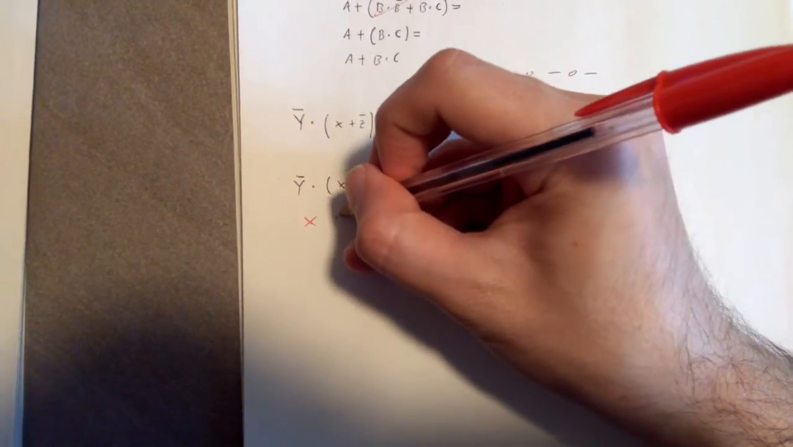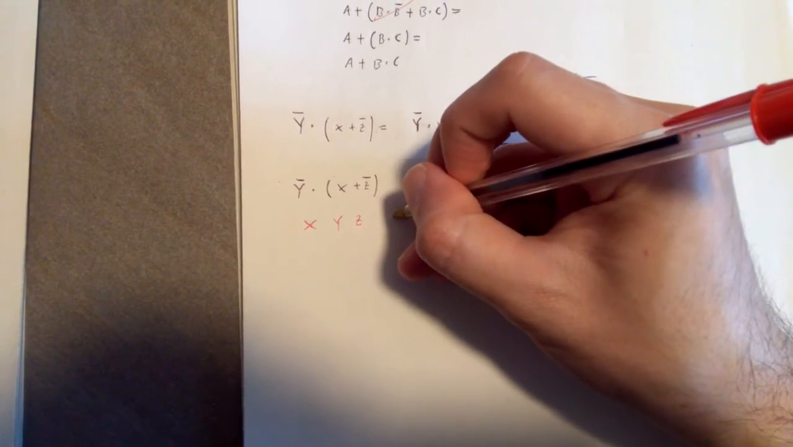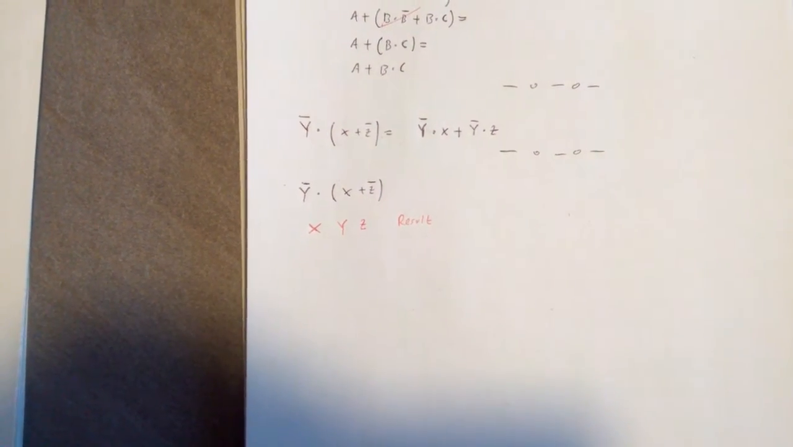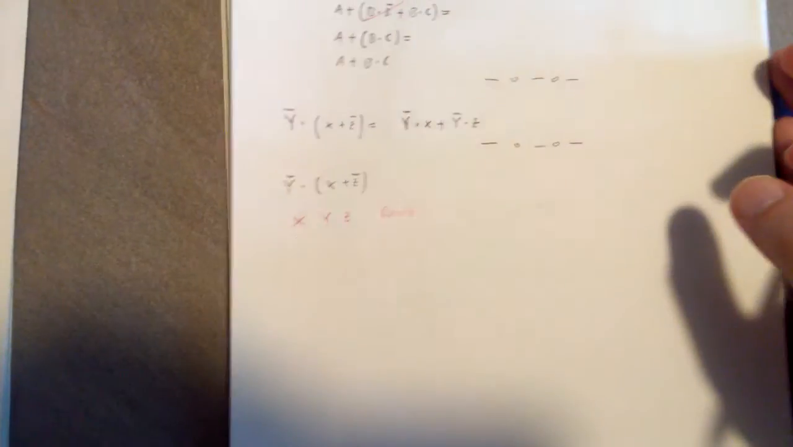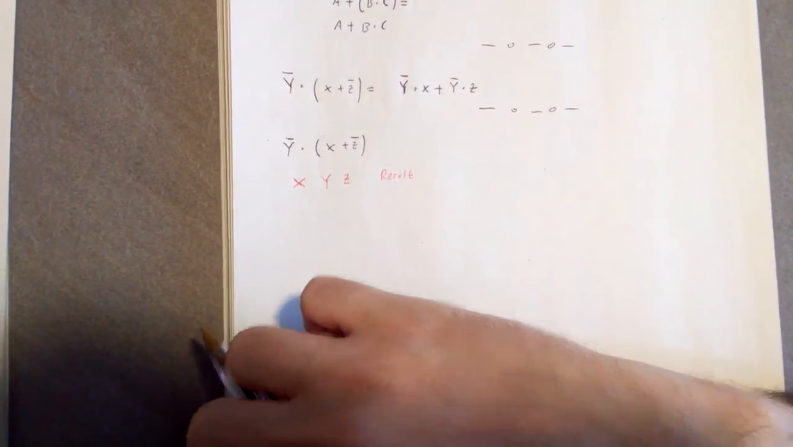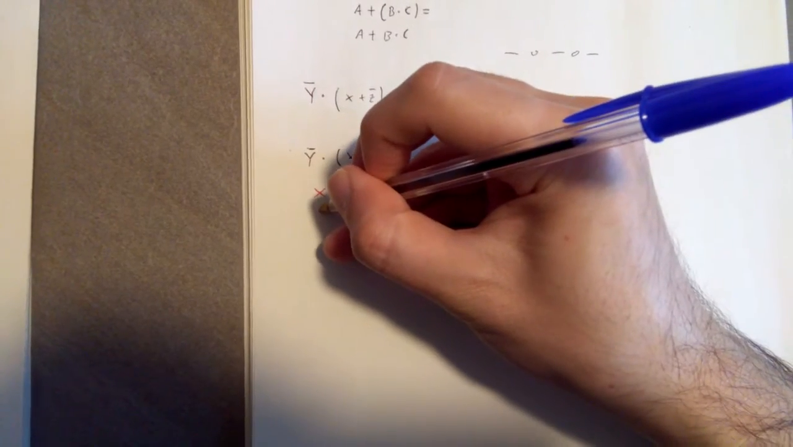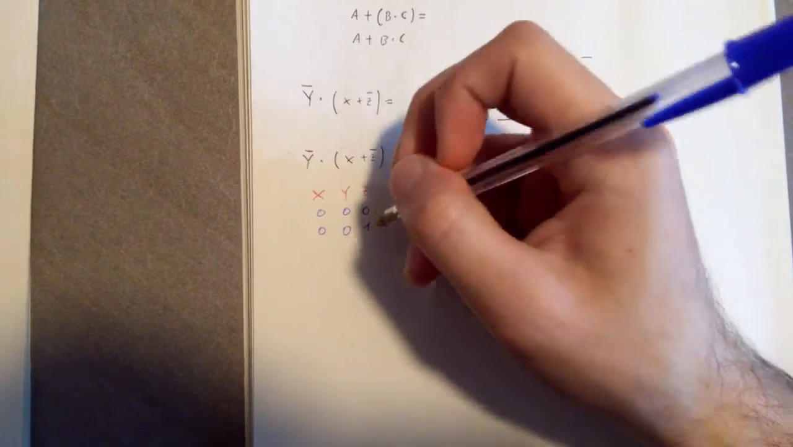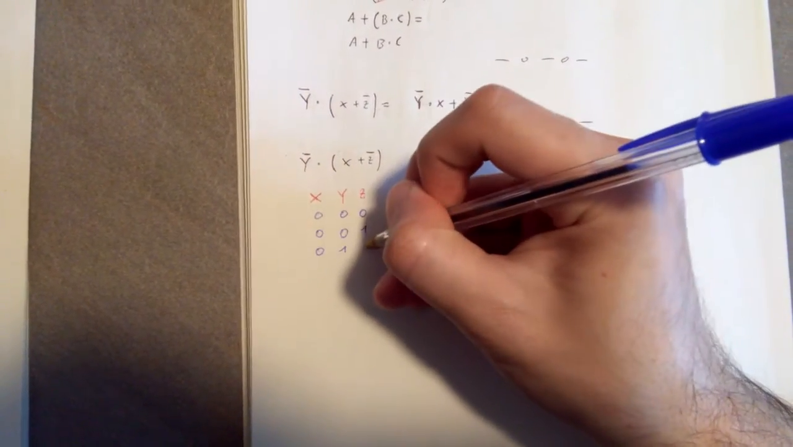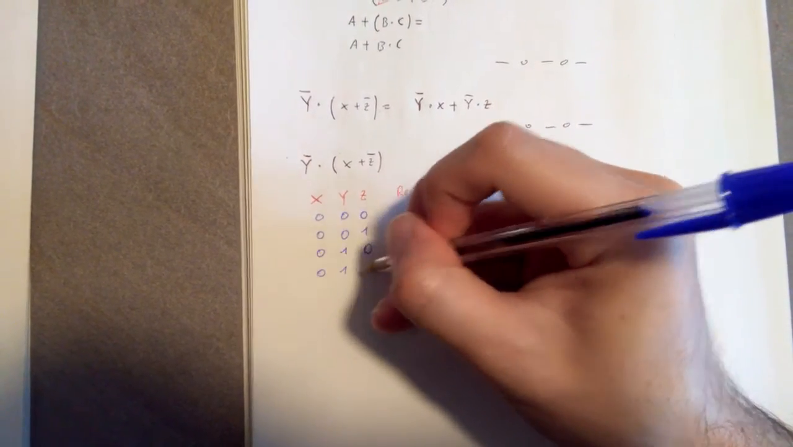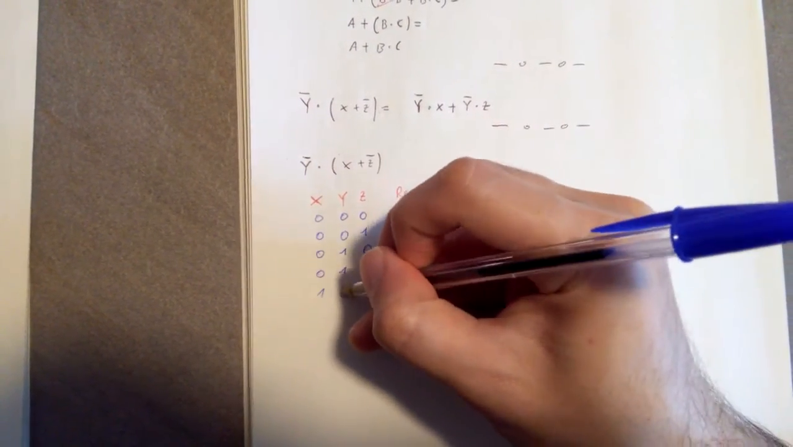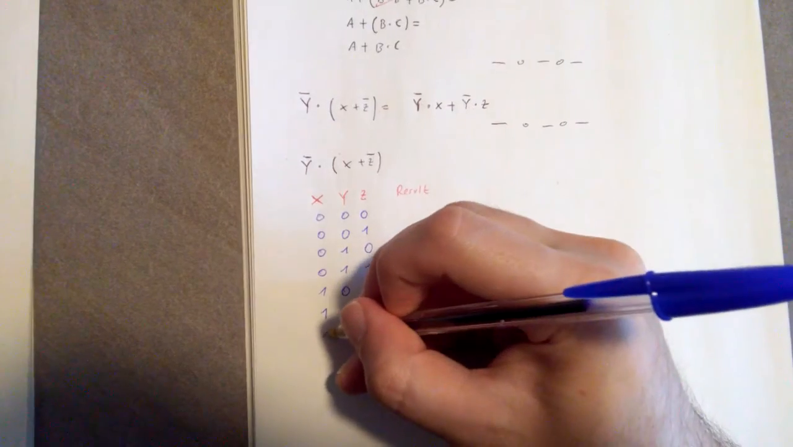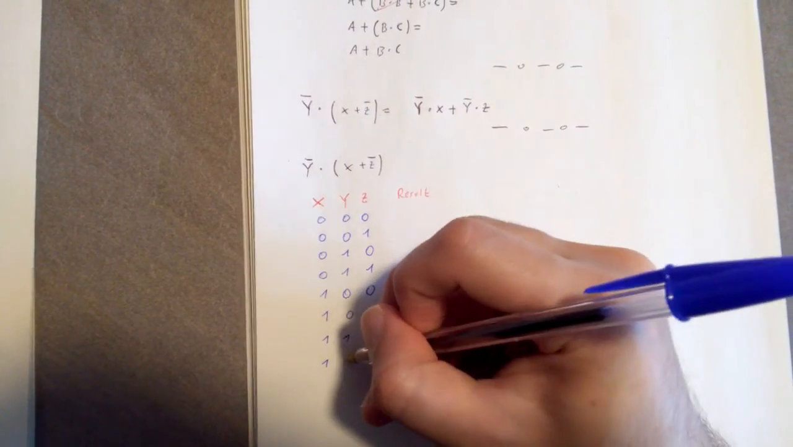We have x, y, z, and the result here, just like this. We could say, okay, let's try all the different combinations since we have three variables. So we can say 0, 0, 0; 0, 0, 1; 0, 1, 0; 0, 1, 1; 1, 0, 0; 1, 0, 1; 1, 1, 0; and 1, 1, 1.